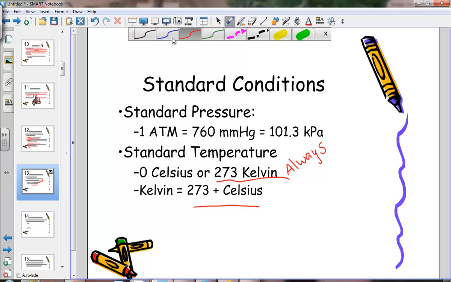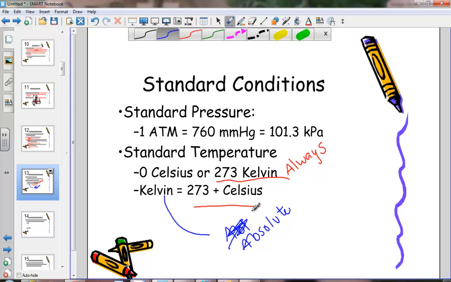Now, there's an important reason why we need Kelvin. It's known also as the absolute temperature scale. Whoops, I spelled that wrong already. Absolute. Simply because there are no negatives and there are no zeros in a Kelvin temperature.